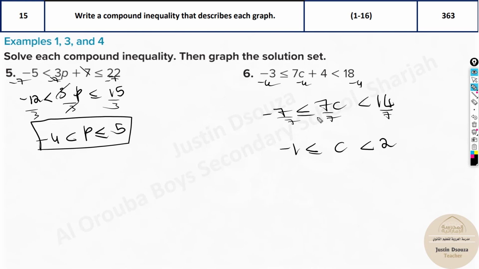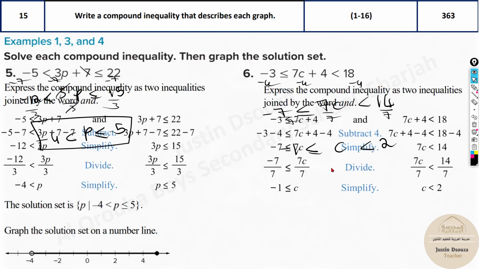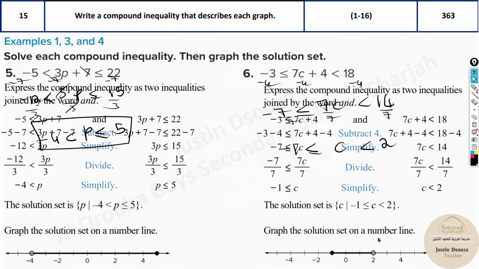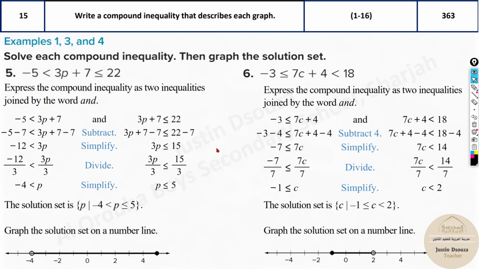So this is the direct method. You can look at this and solve it. It's fine. This is absolutely correct. Not to worry. And that's the answers. You can see over here it's minus 1 less than or equal to c, but c is less than 2. Here, this will be the graph. I hope this is clear. It's the same methods, but little bit twisted problems.